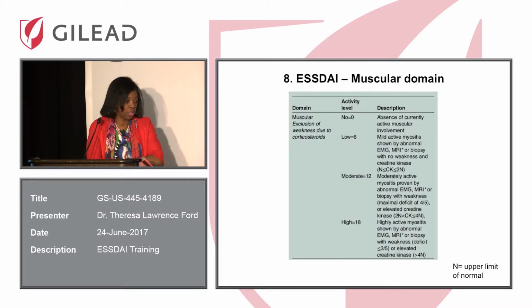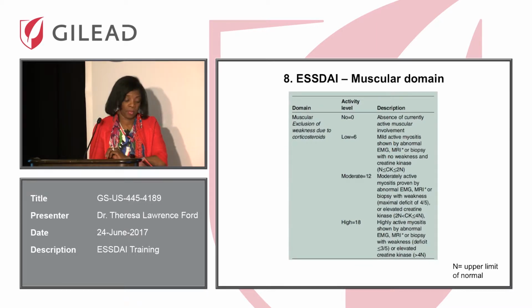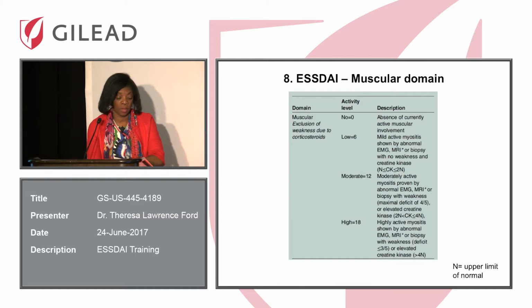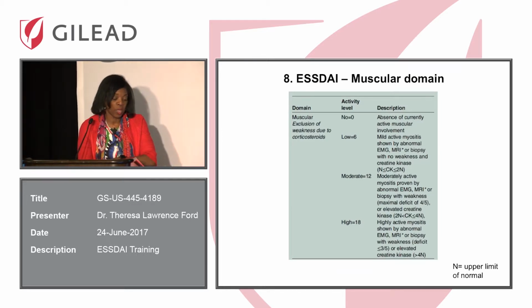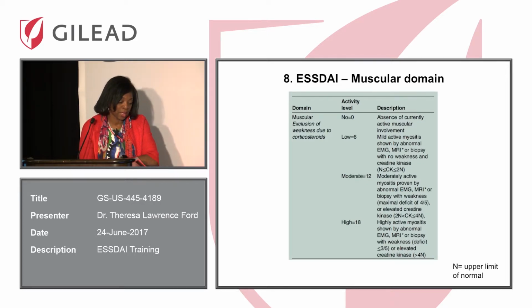So now we're moving on to muscles, and here we have an exclusion of weakness due to steroids. Activity levels 4, 0, low, moderate, high, rating 6, 12, and 18. Again, a heavily rated disease activity level. No being the absence of currently active muscular involvement. Once we have myositis, then we start scoring here. And the myositis should be determined on EMG, MRI, or biopsy, okay?